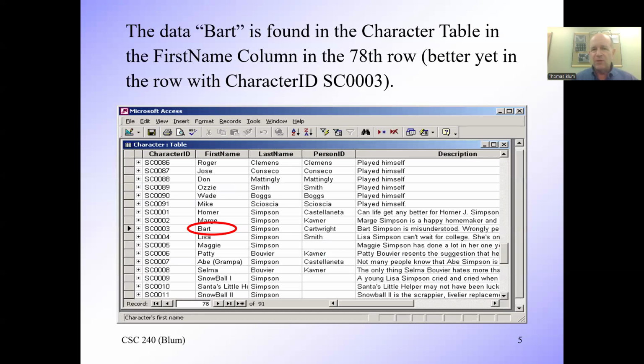So I'm going to imagine a database about the show The Simpsons. I want to be able to get down to a piece of information like Bart. So that is a first name in the character table with a particular ID. And so I can pick out the row and the column in the table and get at that piece of data.